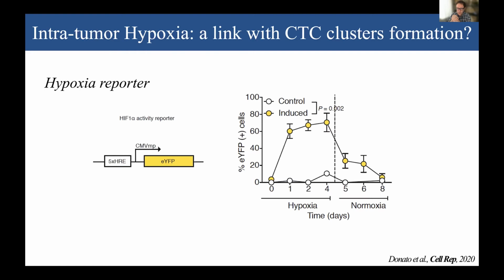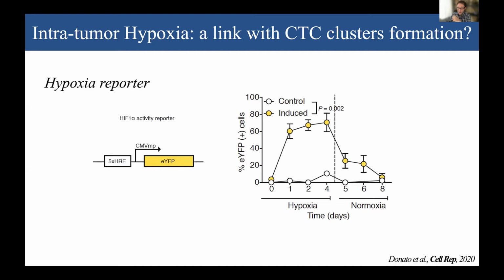And so what Cinzia did, she set up what we call a hypoxia reporter vector. So she lentivirally transduced cancer cells, engineered them in this way that whenever HIF1 alpha, which is the master transcription factor that is activated during hypoxia, whenever HIF1 alpha is active, it would bind here to the promoter and lead to the transcription of YFP. So in other words, cells that are experiencing hypoxia for a prolonged enough period of time would turn yellow.